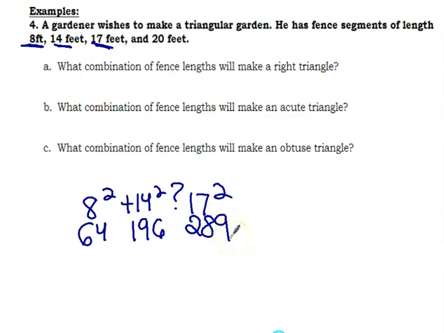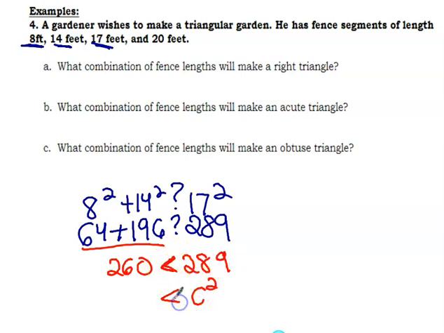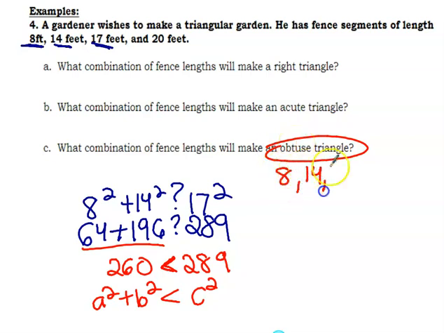So 64 plus 196 is 260. These added together is 260, and the other is 289. Is 260 greater than or less than 289? I believe it is less than. So what would that mean? That would mean that C squared is greater than A squared plus B squared. So that would be an obtuse triangle. The combination of 8, 14, and 17 would give you an obtuse triangle.